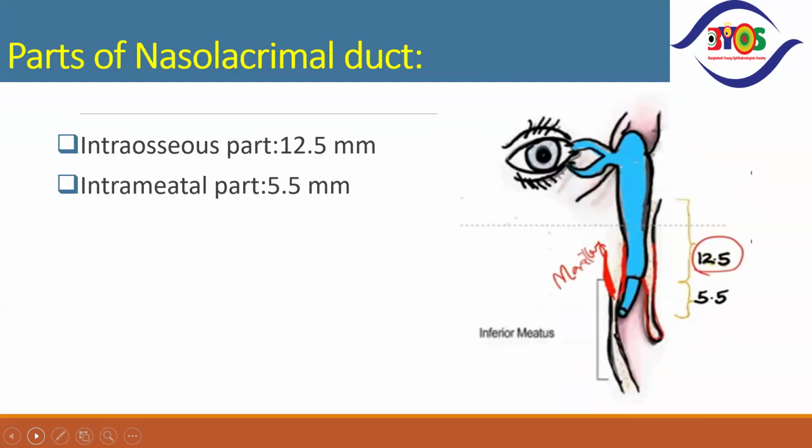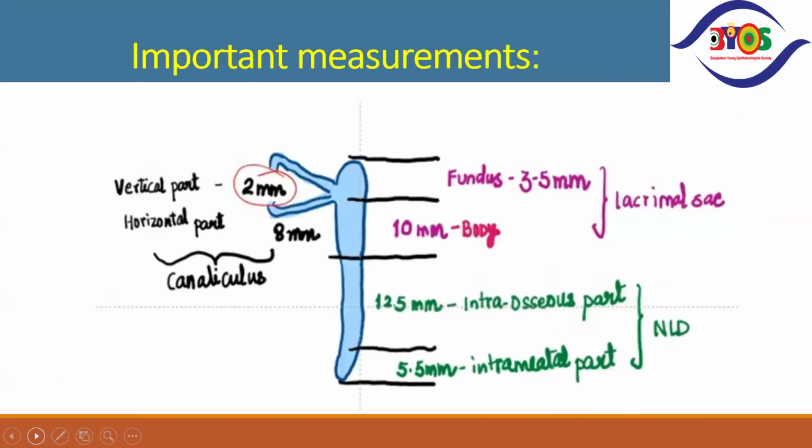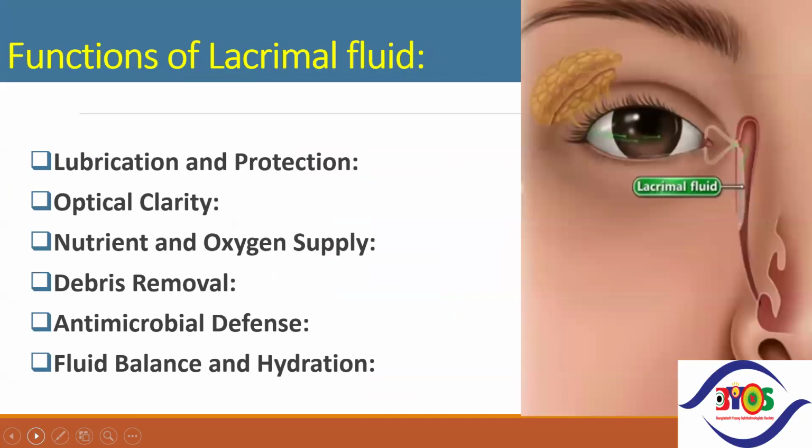The parts of the nasolacrimal duct are the intraosseous part, which is 12.5 millimeter, and the intrameatal part, which is 5.5 millimeter. The important measurements include the vertical part of the canaliculi, which is 2 millimeter, and the horizontal part is 8 millimeter. Then it forms the common canaliculi, and the fundus is 3 to 5 millimeter, the body is 10 millimeter. Both of these joining form the lacrimal sac. The nasolacrimal duct is the longest, which has two parts. The interosseous part is 12.5 millimeter and the intrameatal part is 5.5 millimeter.